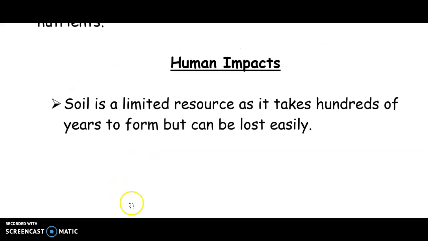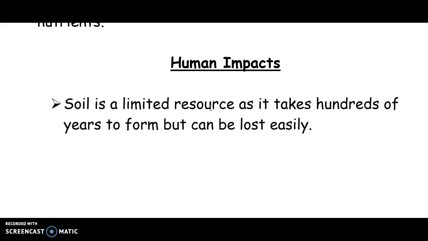Okay, so the human impacts, how we can affect soil. It's important to note that soil is a limited resource. So, for example, unless the nutrients are returned back into the soil, the nutrients really are part of a cycle, right? So we looked at the nitrogen cycle, for example. So all the nutrients found in soil are limited on Earth.